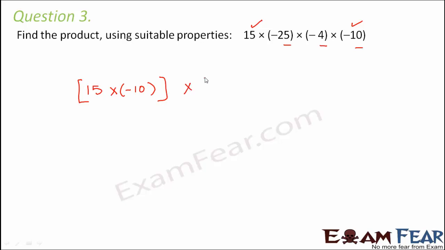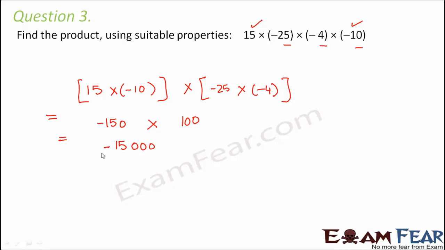So we group them together and we group minus 25 and minus 4 together. So when you multiply these, you get minus 50. You multiply these, you get 100. So again it became simpler. The result would be 15, 1, 2, 3 zeros. So this would be minus 15,000. And which property did we make use of? We made use of the associative property, which says that the grouping of the integers really does not matter. You can group them the way you want.